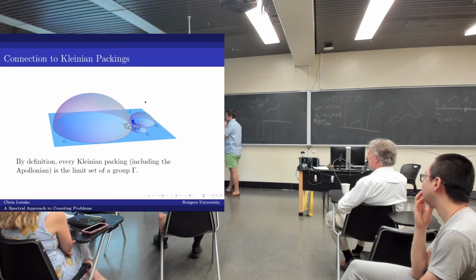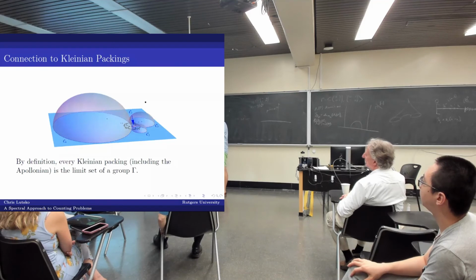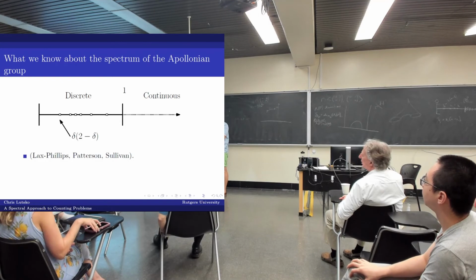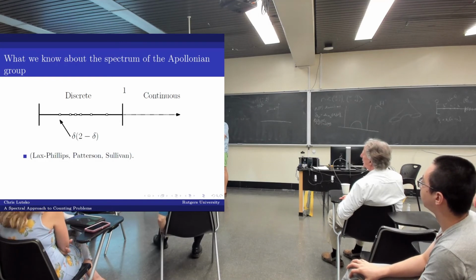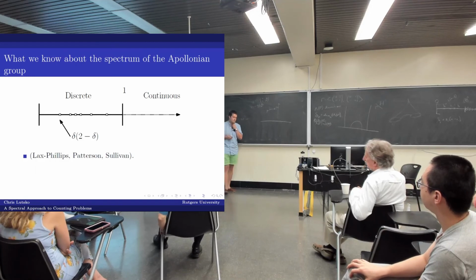Okay, we have a specific group, the Apollonian group. Now I'm only talking about Apollonian. So what do we know about its spectrum? Well, thanks to Patterson, Sullivan, and Lax-Phillips, we have this continuous spectrum above here. There are some discrete eigenvalues. And the smallest of these discrete eigenvalues is written as delta, where delta is the Hausdorff dimension.